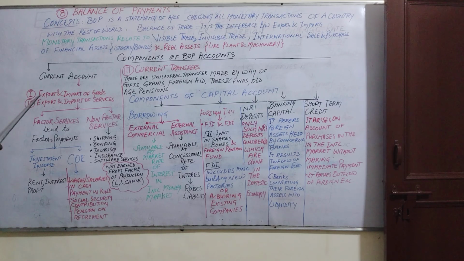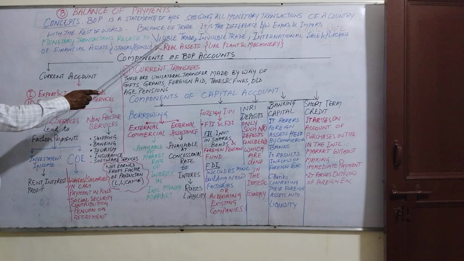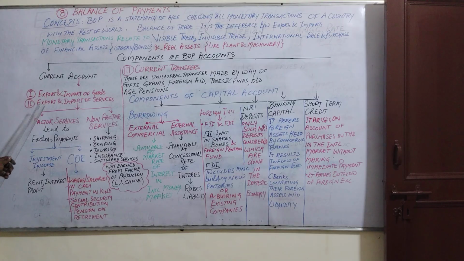Current account includes export and import of goods, only goods, which can be seen while crossing the border. Number two, export and import of services, which cannot be seen while crossing the border. Services are further divided into two parts, factor services and non-factor services. Factor services lead to factor payment. Be careful: current account is divided into export and import of goods, export and import of services, and the third one is current transfer.